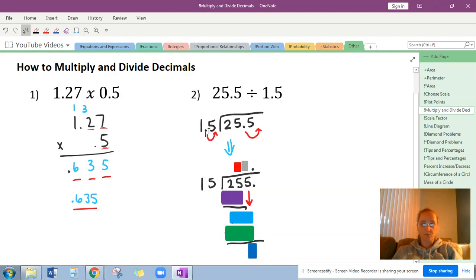Okay, so all I did was just move that decimal place 1 place over. If there was 2 decimal places here, I'd move that 2 places and then this 2 places, as long as you're doing the same thing to both numbers.